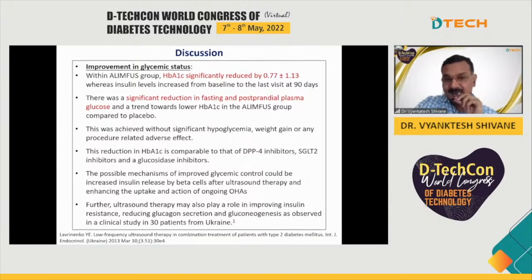And this HbA1c reduction, we can compare with maybe other drugs which are used in type 2 diabetes like DPP-4 inhibitors, SGLT2 inhibitors, or alpha-glucosidase inhibitors. As a monotherapy, our efficacy was shown to be comparable.